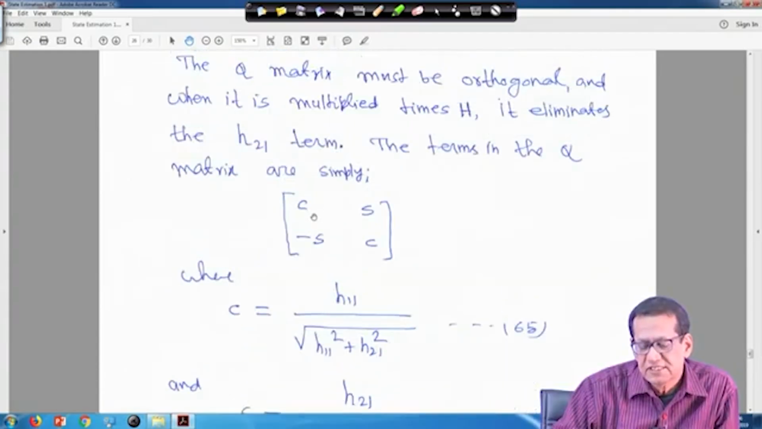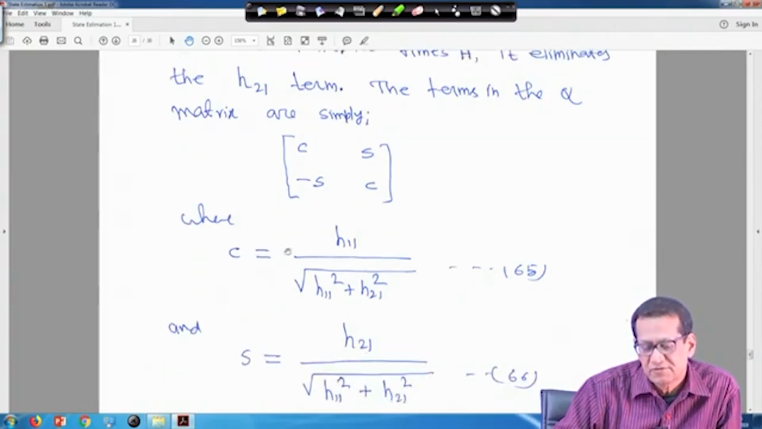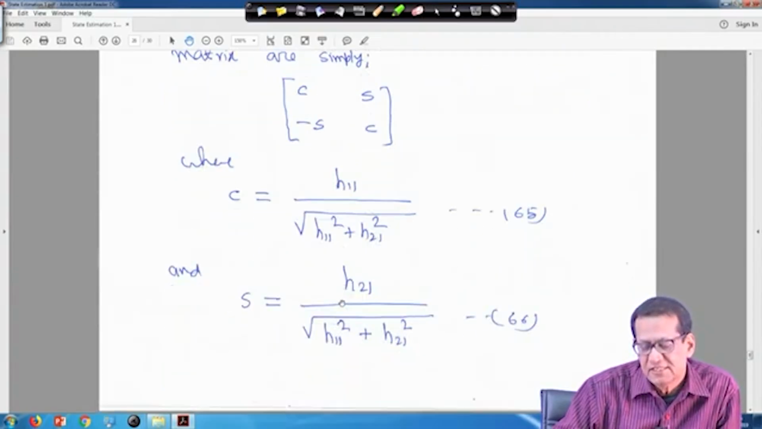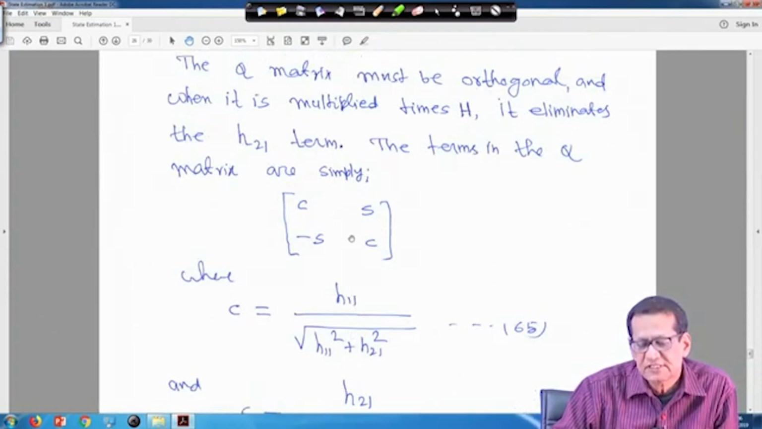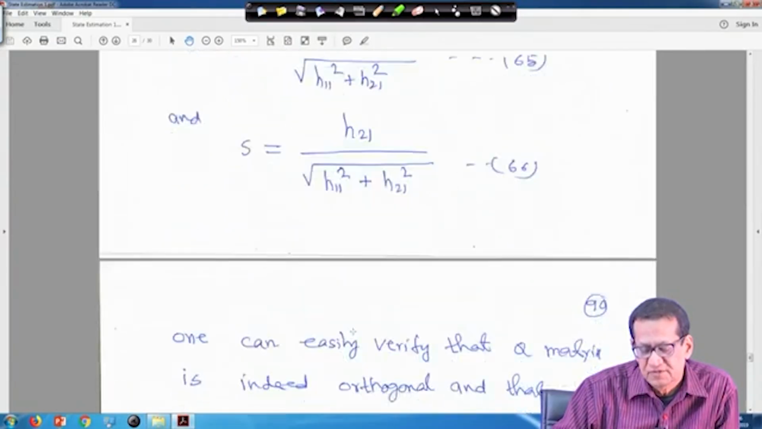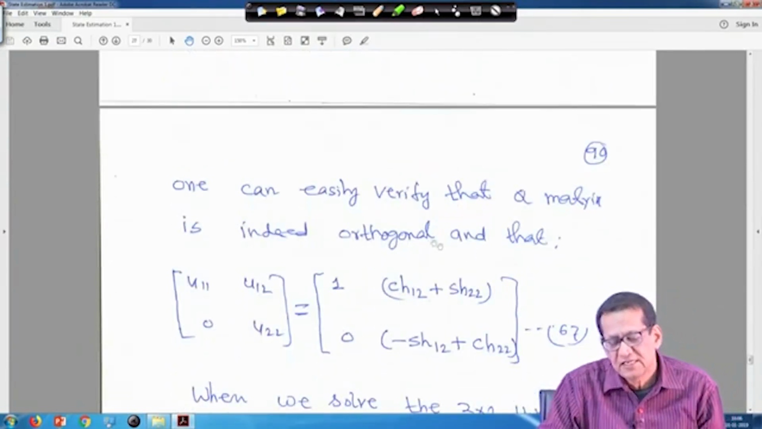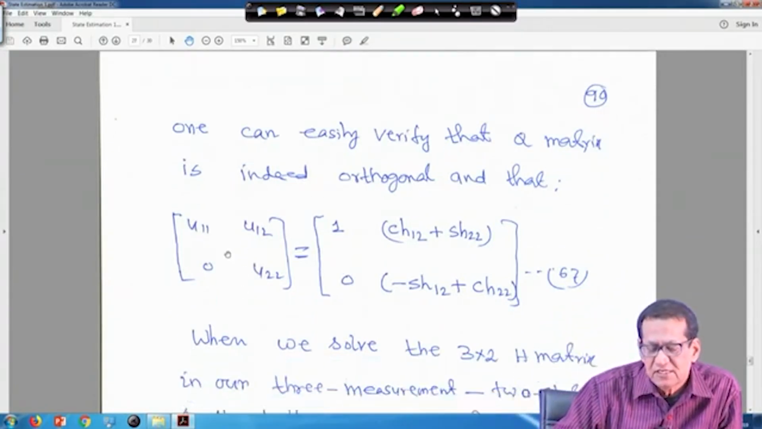So, if you take the determinant of this matrix, it will be C square minus of minus S square, that is C square plus S square. If you add these two, it will be 1. So, this way the terms of the Q matrix are simply this, where C and S are defined like this. One can easily verify that the Q matrix is indeed orthogonal.